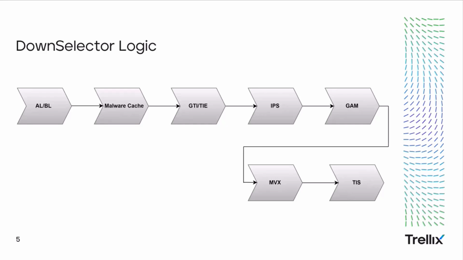Coming to the down selector logic, whenever a file extraction happens on the sensor, first it will look whether the result is available on the allow list or block list. If the result is not available, then we will look for whether the result is available on the sensor cache. If the result is not available on the sensor cache, then it will be submitted to the GTI. If not GTI, then it will go to the IPS. If not IPS, then it will be submitted to the GAM. If GAM is not able to find the result, then it will be submitted to the MVX, and after MVX, it will be submitted to the TAS.